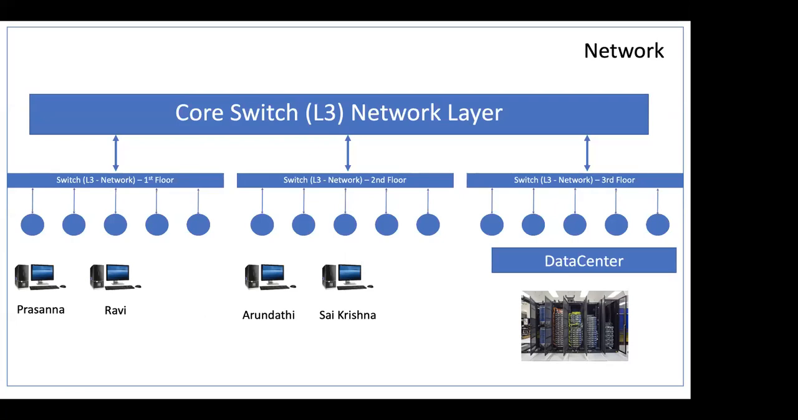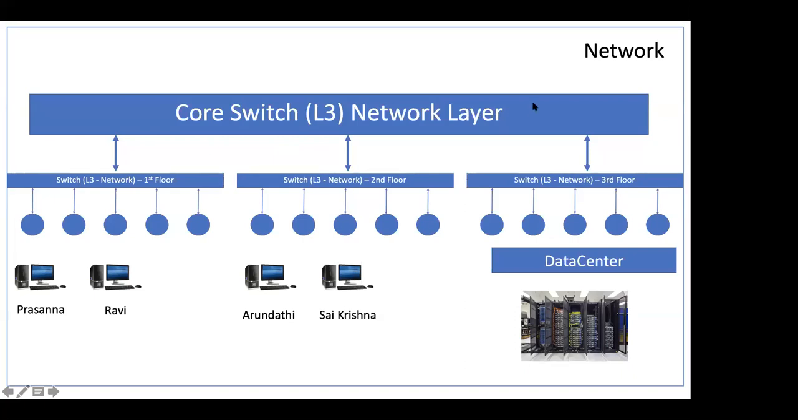Okay, so now similarly, Ravi wants to access some application running in the data center. Some web application or some database is running in the data center. Ravi being an Oracle expert, an Oracle database architect, wants to connect to the Oracle database which is running in the data center. So what would Ravi do? Ravi would go to his computer, connect to the switch that is part of the first floor, and that would take the packet to the core switch.